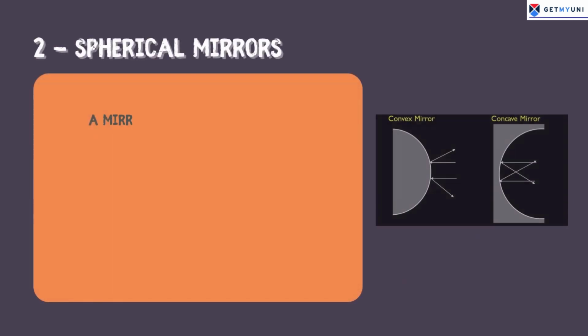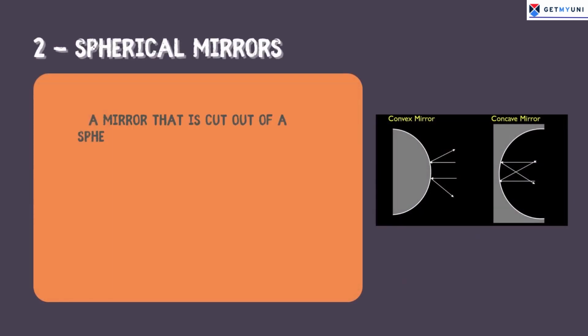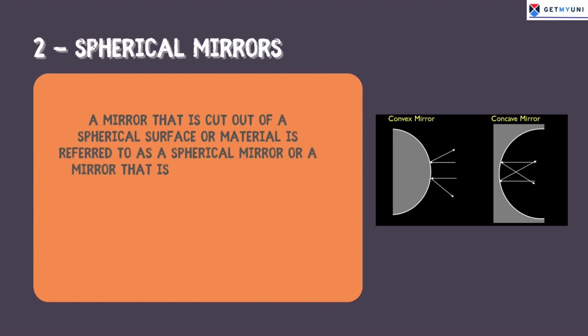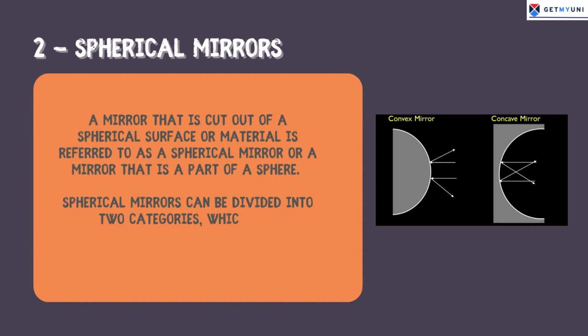2. Spherical mirrors. A mirror that is cut out of a spherical surface or material is referred to as a spherical mirror or a mirror that is a part of a sphere. Spherical mirrors can be divided into two categories, which are convex mirrors and concave mirrors.